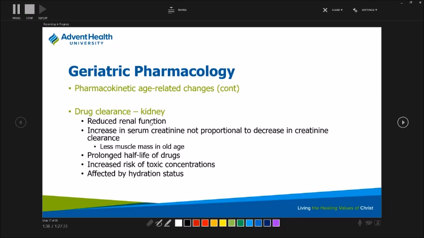So all things you want to consider. And again, hydration status is huge. A lot of times these patients in the nursing homes will go for a while without really being seen by anyone. They get sick. They're not having good oral intake. That can be a really big precipitator of acute kidney injury.